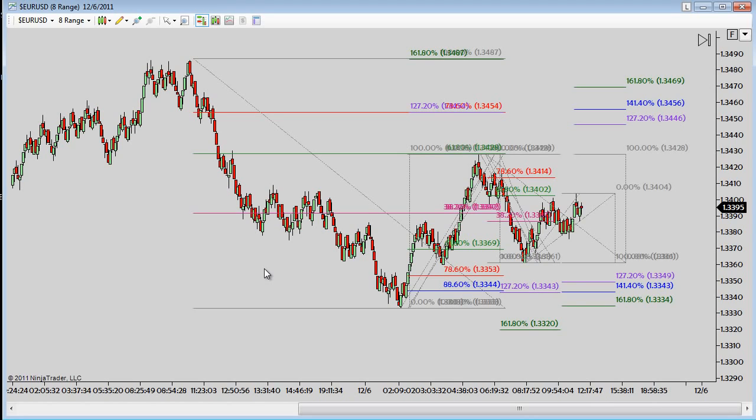Now, if you're looking at this chart going, holy smokes, that looks like a mess, don't worry about it, because it gets messy as you start doing it. All I wanted to do was make sure that all the ratios lined up correctly no matter what the market decides to do. And I'm going to show you a couple of trading opportunities that exist right now on this 8 range bar.